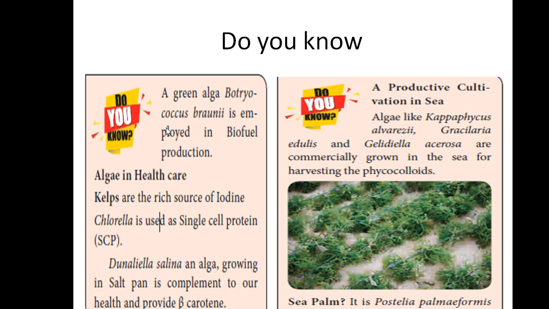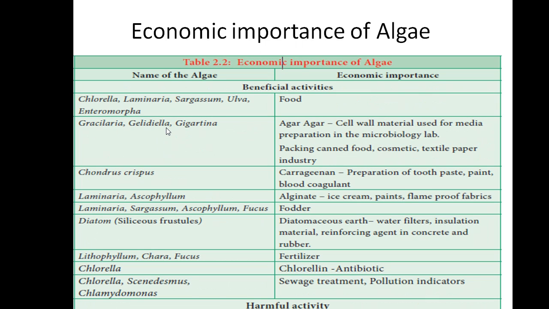Sea palm, that is Postelsia palmaeformis, is a brown type of algae. It is commercially grown for commercial production. Okay, that's all about this algae. And finally, the economic importance of algae, the names of economically important algae and their beneficial activities.